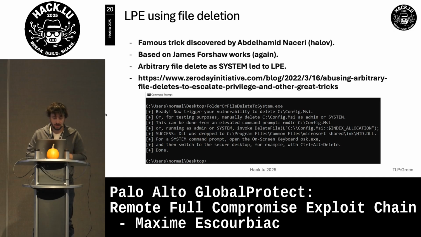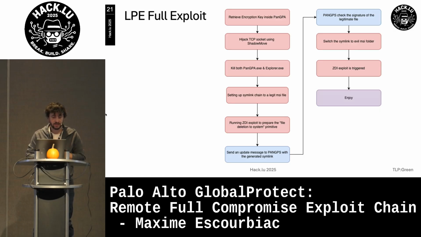using that tool. With all the elements I presented, I was able to develop the full exploit. So we retrieve the encryption key from PanGPA. Okay, this was fine. Retrieve it from debugging, or directly use the last article from Rotary Drone to generate it. Hijack the TCP socket with Jado Move. Kill both PanGPA and Explorer.exe to validate the soft failure for impersonating users.